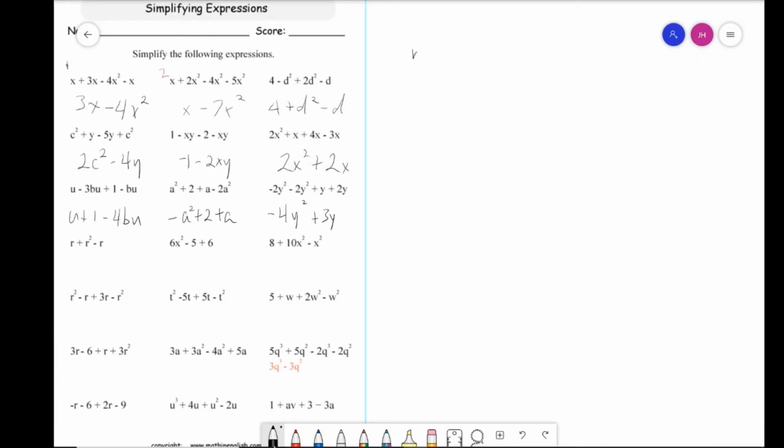Next, I have r plus r squared minus r. Okay, let's combine the variable of r minus r, that is 0. So 0 plus r squared, that gives me r squared. And I have 6x squared minus 5 plus 6. In this case, I am simply combining the constant terms, so that will be 6x squared plus 1.